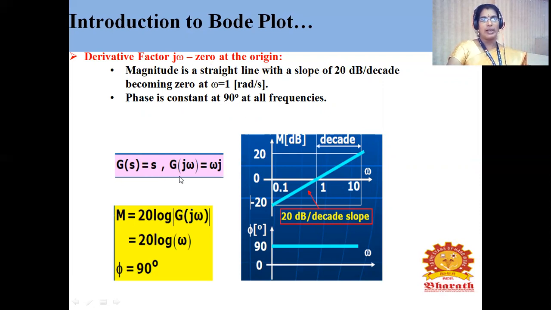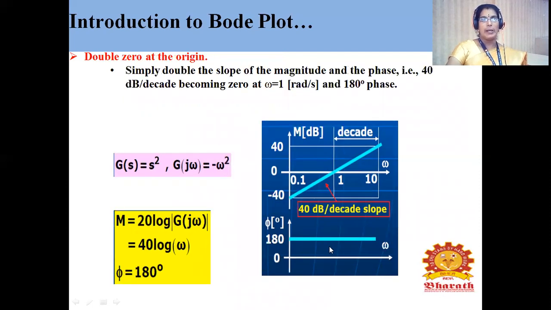So g of s is equal to s, g of j omega is equal to omega into j. So m is equal to 20 log of g of j omega, from that 20 log of omega. So by varying the values of omega, we can get this value. So phi is equal to 90. You can see the response here I've given. It is varying from minus 20 decibels to plus 20 decibels. This line is representation for 20 dB per decade slope, and the angle is plus 90 degree.